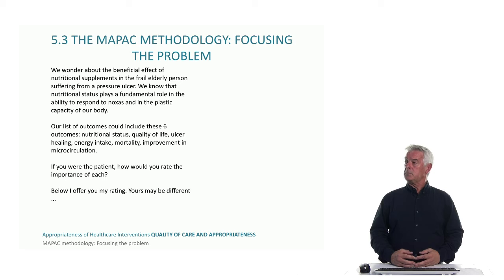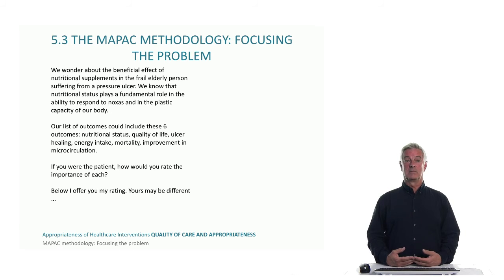For example, we wonder about the beneficial effect of nutritional supplements in the frail elderly person suffering from a pressure ulcer, a very common problem. We know that nutritional status plays a fundamental role in the ability to respond to noxes and in the plastic capacity of our body. Our list of outcomes could include 6 outcomes: nutritional status, quality of life, ulcer healing, energy intake, mortality, or improvement in microcirculation.